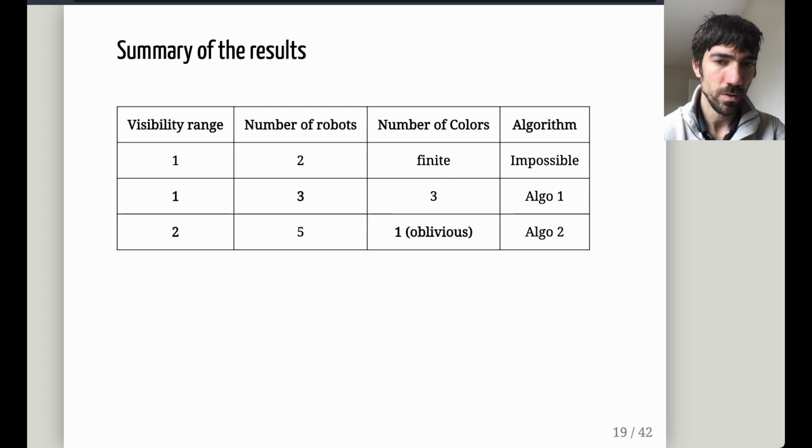And then we also showed that if we take robots with only one color, which means that they are oblivious, they don't have memory or communication because there's only one possible state. And then with visibility range 2 and only 5 robots, we can solve the problem with algorithm 2. So now I will first talk about the impossibility result and then show the algorithm.